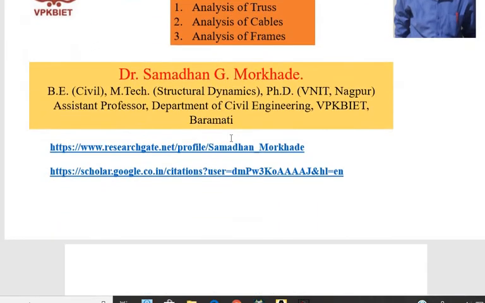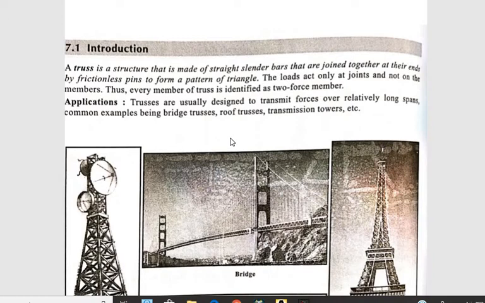So let's start. First of all, we are going to discuss some theoretical background. What is meant by truss? A truss is a structure that is made up of straight slender bars that are joined together at their ends by frictionless pins to form a pattern of triangles. The load acts only at joints and not on the members. Thus, every member of the truss is identified as a two-force member. So a truss is made up of various slender members connected together, and load is acting at the joints only, not within the member. That is a very important point you have to remember.